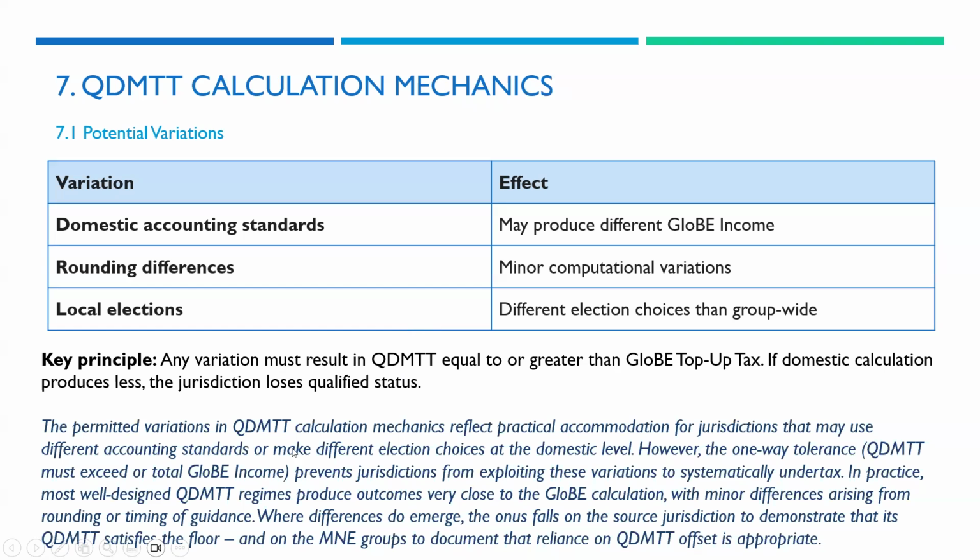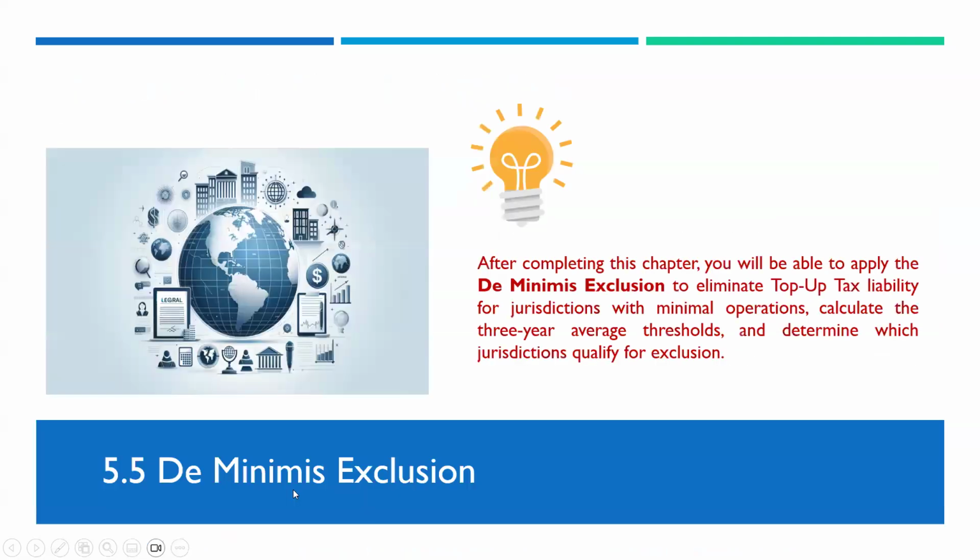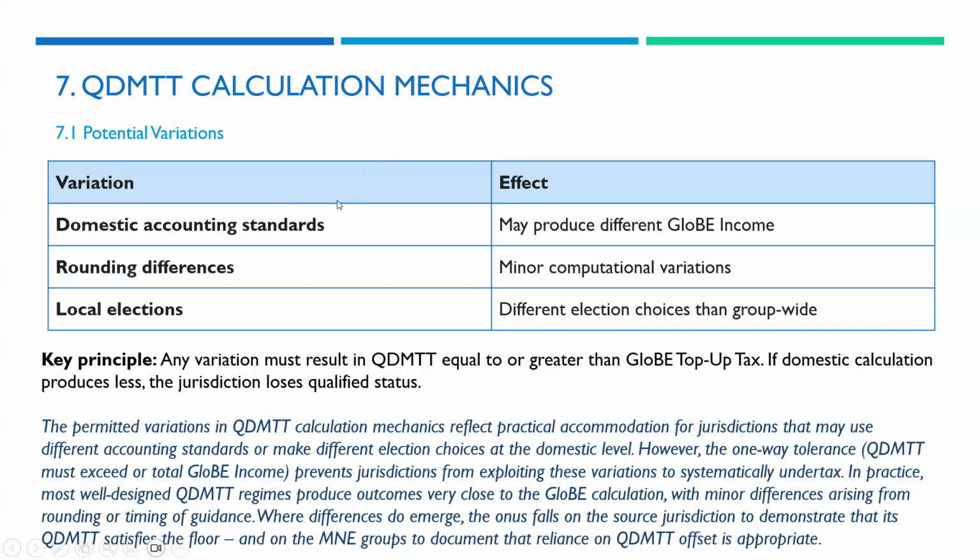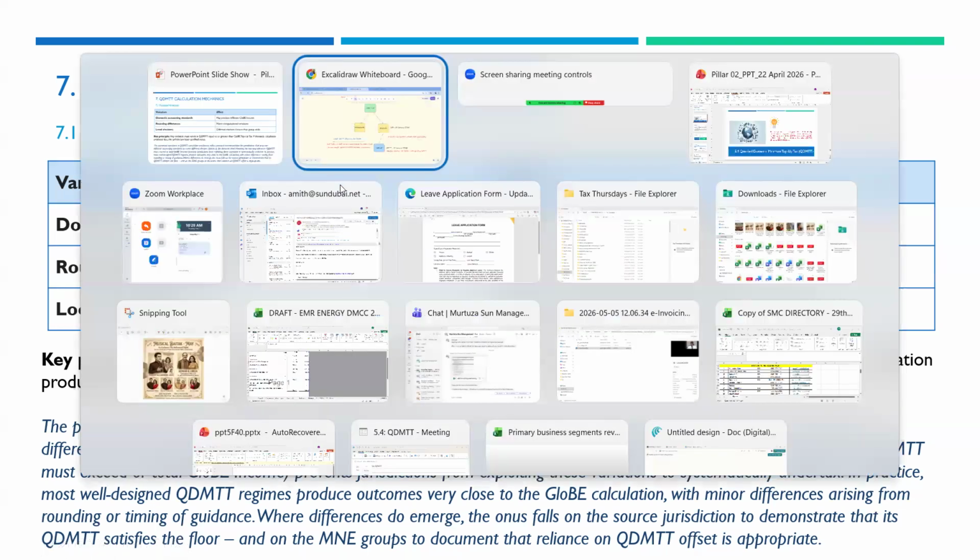The permitted variations in QDMTT calculation mechanics reflect practical accommodations for jurisdictions that may use different accounting standards or make different election choices at the domestic level. However, the one-way tolerance prevents under-taxation. So basically, this is the whole story. So yes, guys, that's all about QDMTT.